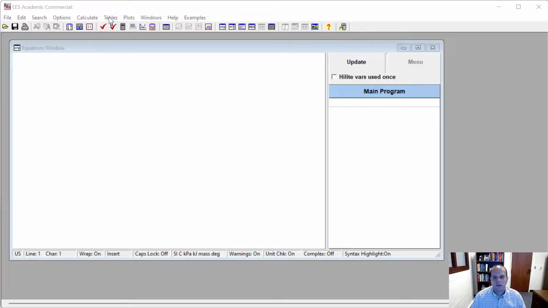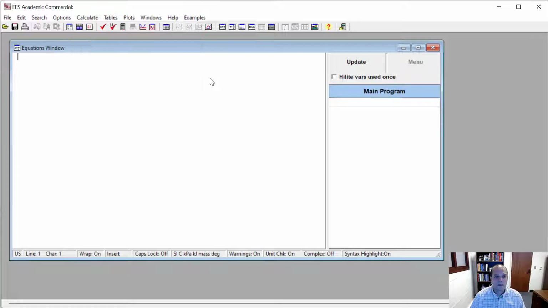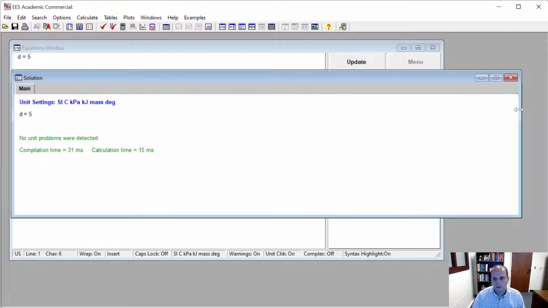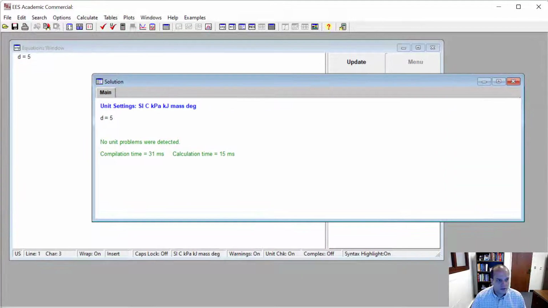And once you do, then you hit this calculator button. You could also just hit F2. You could also come here to the calculate menu and come down to solve. And that's what it's doing, is solving all the equations that you put in there, and it's gonna open up a new window. So for instance, if I have one equation, d equals 5, and I hit the calculate button, it generates this new window, my solutions window, and again that's where it's going to display all your results.